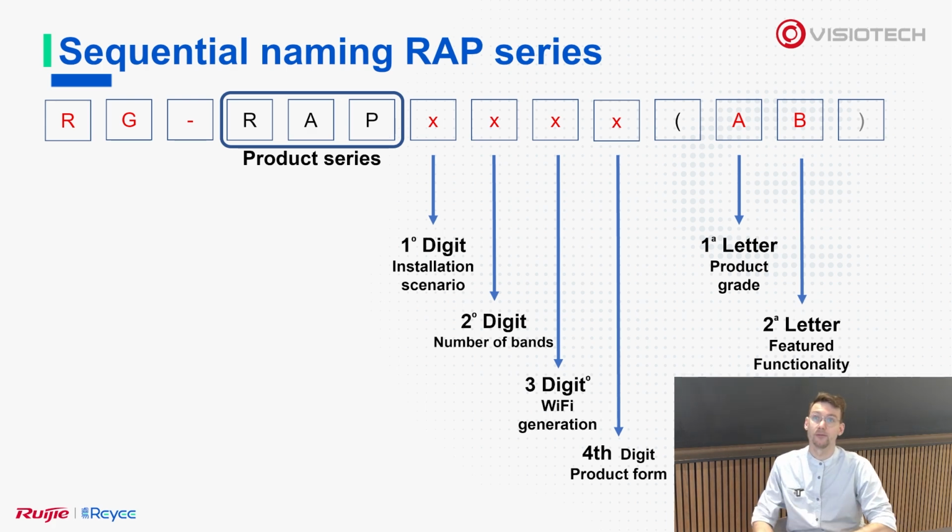And then we have some featured functionalities which this access point might offer. So this is basically just the sequential naming of those access points. So when you look for an access point on our website, by the product name, you can already have an idea what type of access point it is.